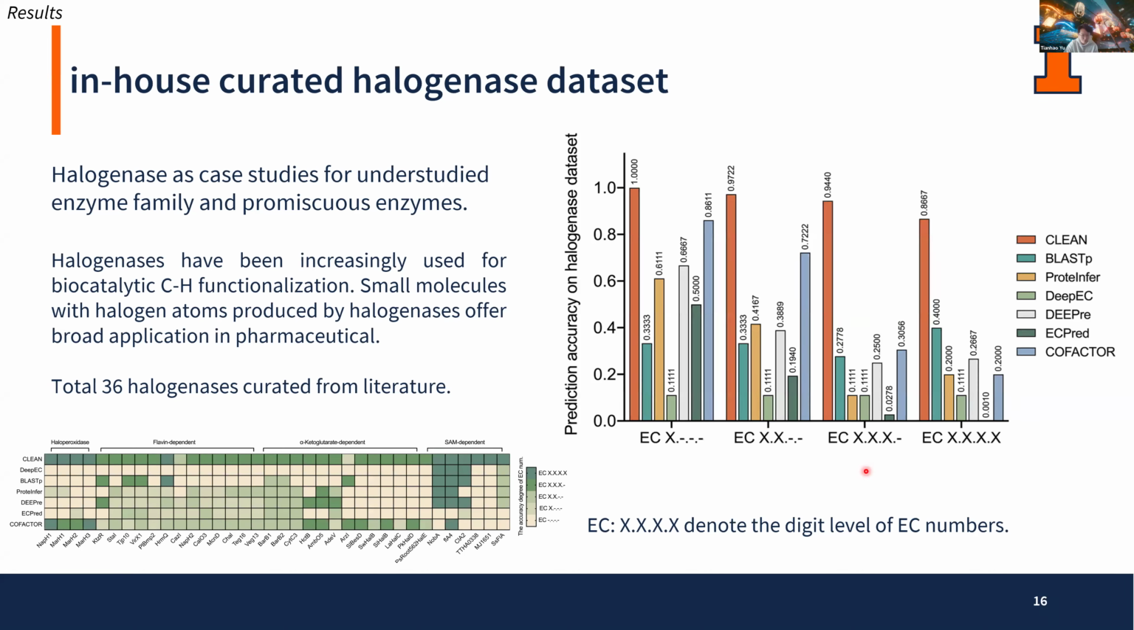The 4 different groups show the different digit levels of EC number, basically to what extent, or to which digit, the model could predict accurately. And across all 4 halogenase families, the haloperoxidase, flavin-dependent halogenase, alpha-ketoglutarate-dependent, and SAM-dependent halogenase, CLEAN can perform relatively well, at least to the 3rd level of accuracy.